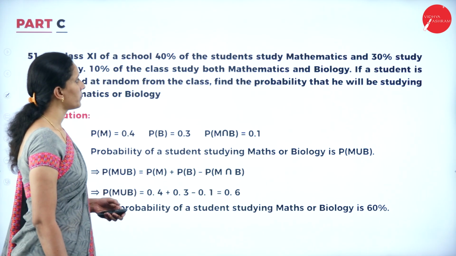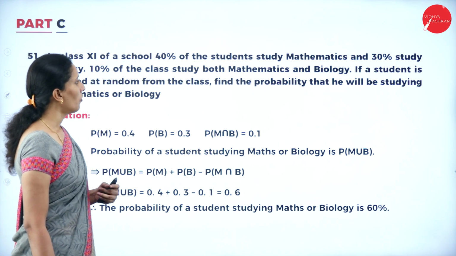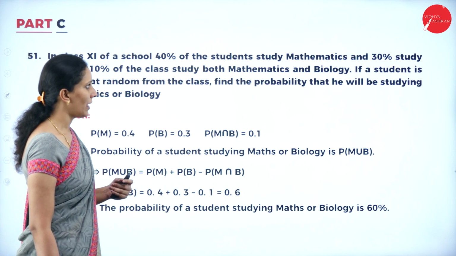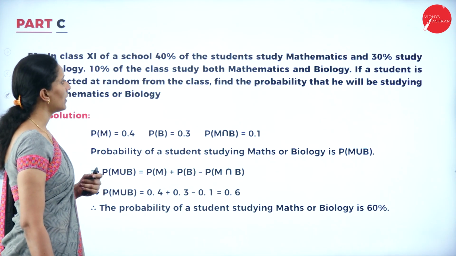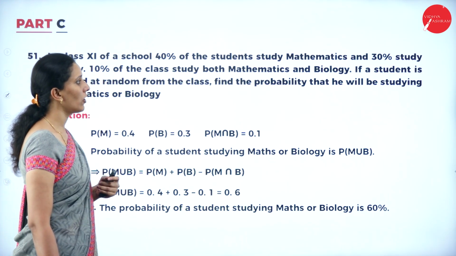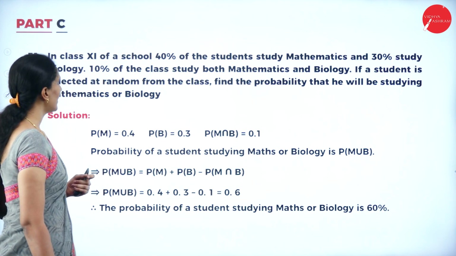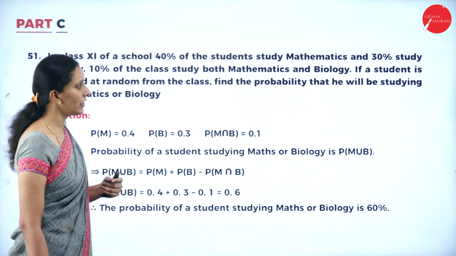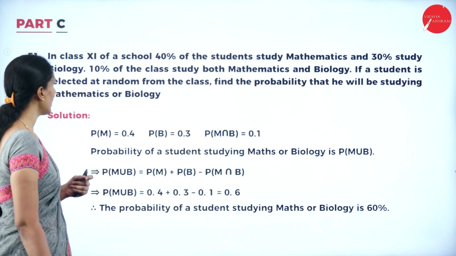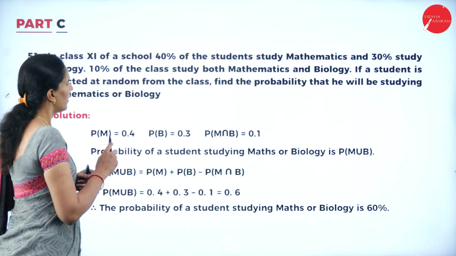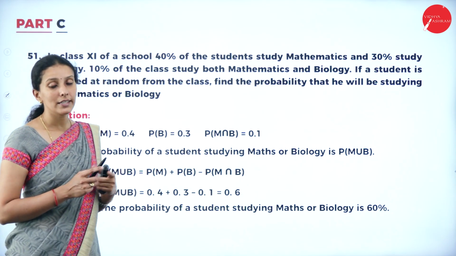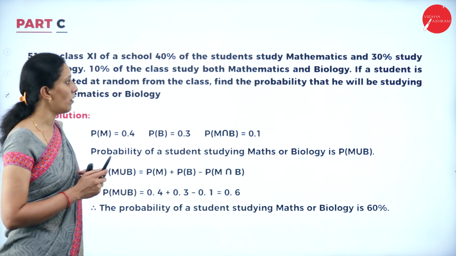Next question. In a class 11 of a school, 40% of the students study mathematics and 30% study biology. 10% of the class study both mathematics and biology. If a student is selected at random from the class, find the probability that he'll be studying mathematics or biology. So, it is given in percentage. Let us convert it into decimal form.